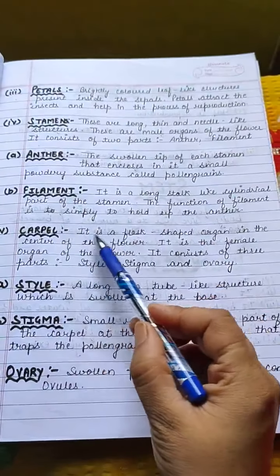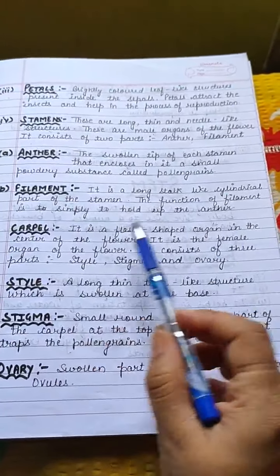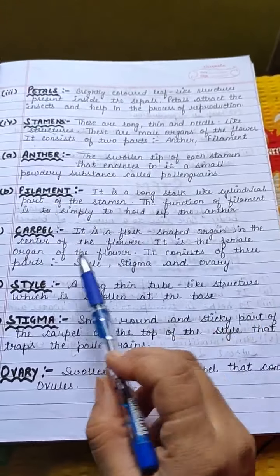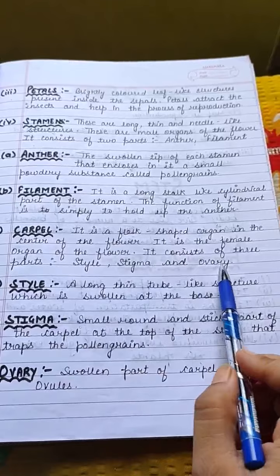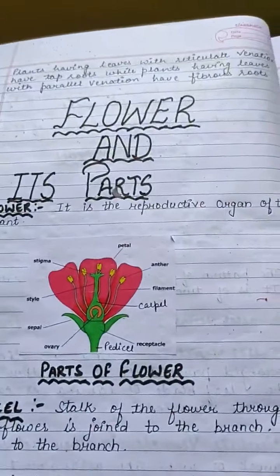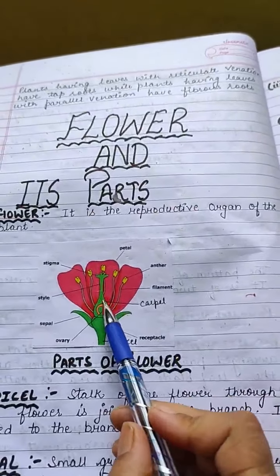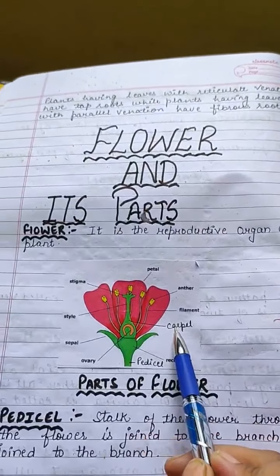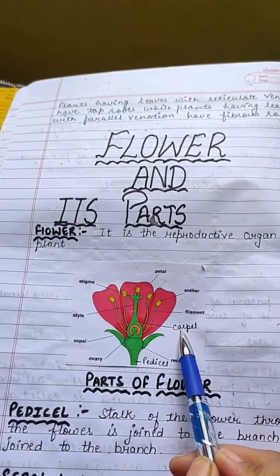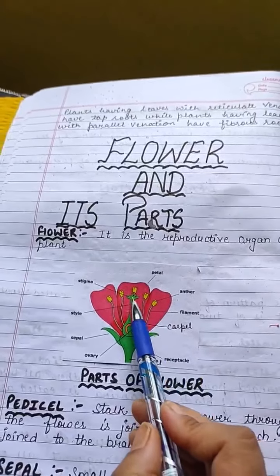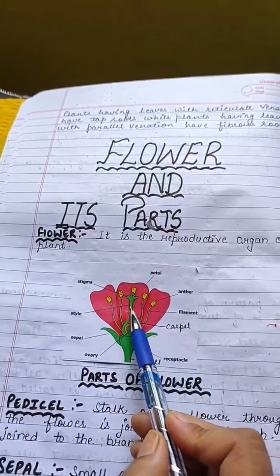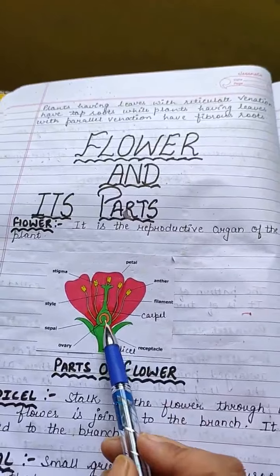Next is carpel. It is a flask-shaped organ in the center of the flower. It is the female organ of the flower. It consists of three parts: style, stigma and ovary. So this is the carpel, and it is the female organ of the flower, and it consists of three parts: stigma, style and ovary.